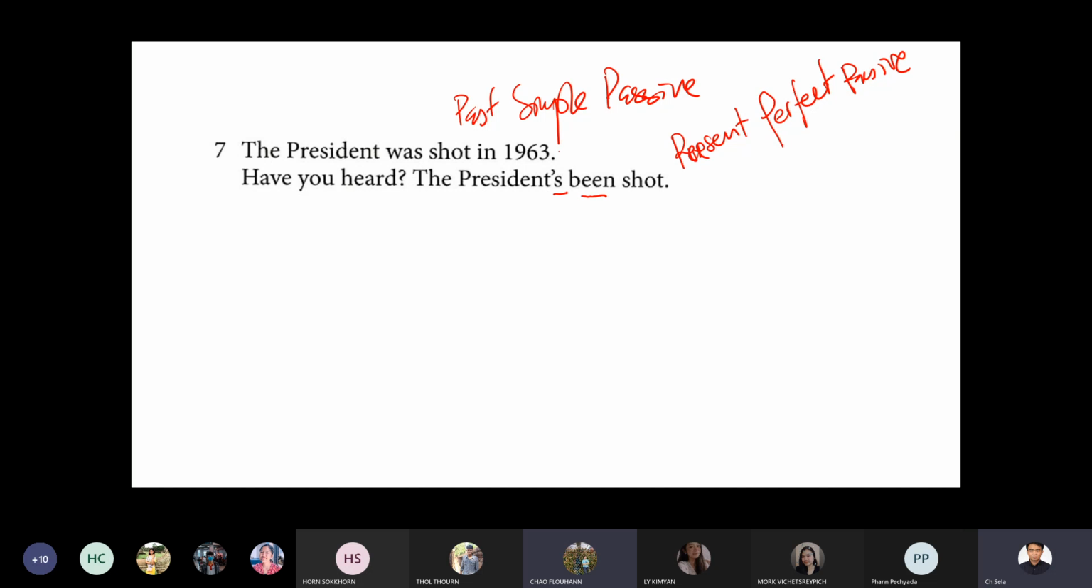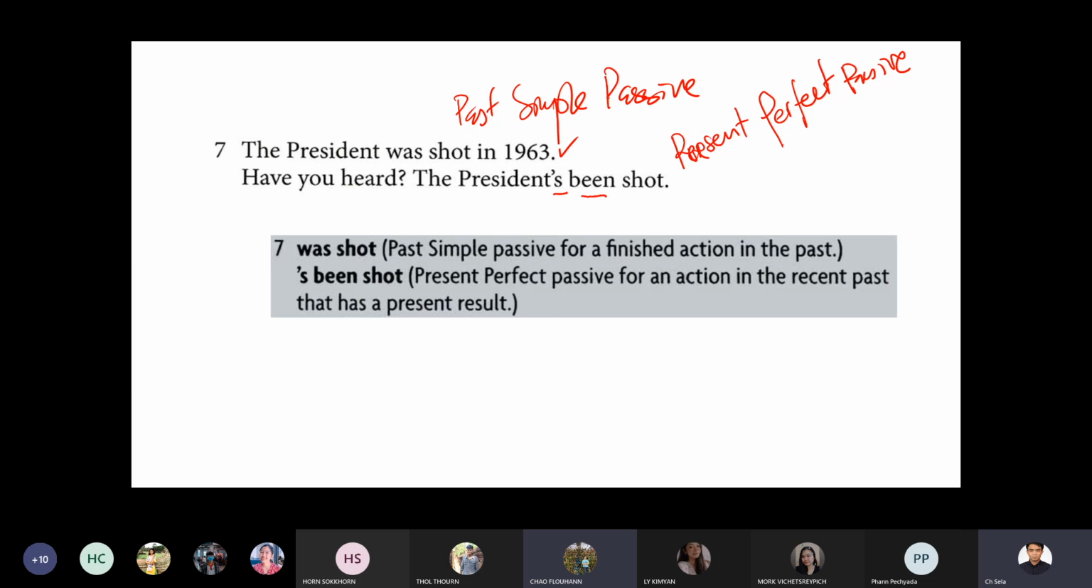The first one, specific time, right? Okay. So, "was shot", past simple passive, for a finished action in the past. Very clear, specific time. "Has been shot", present perfect passive, for an action in the recent past that has a present result.